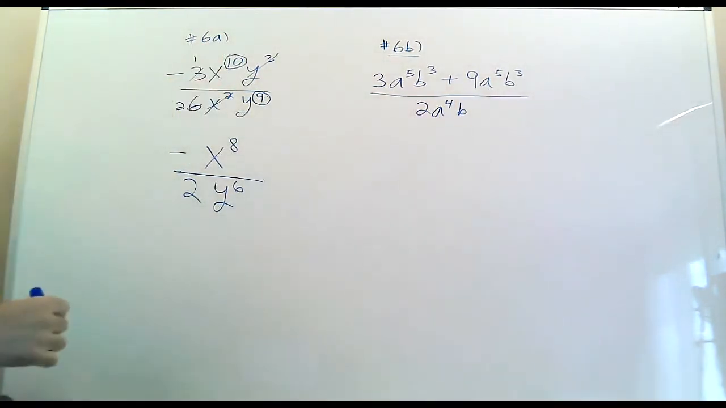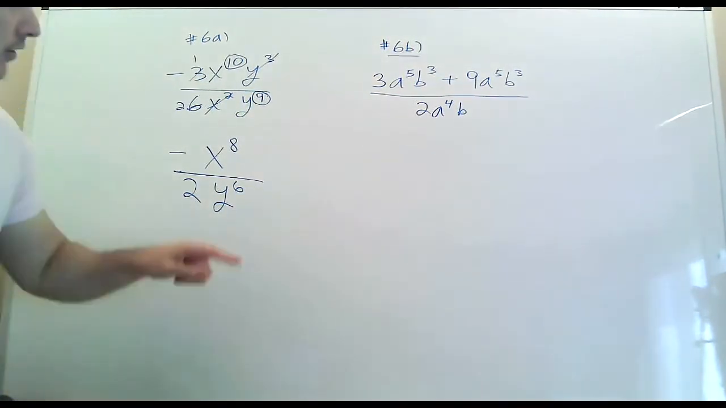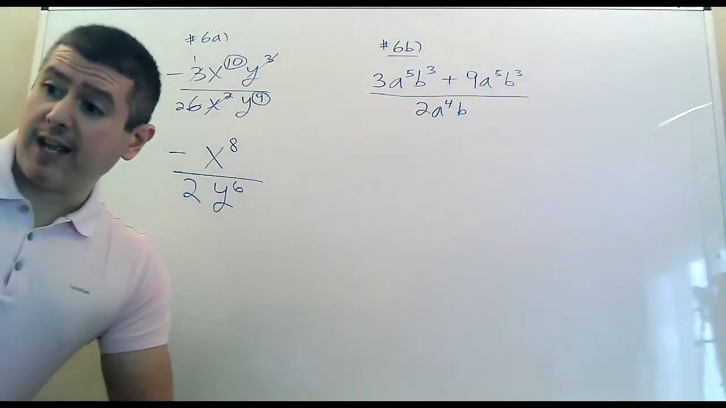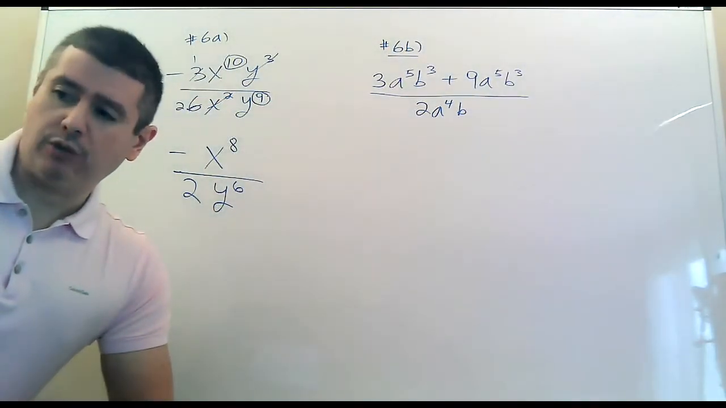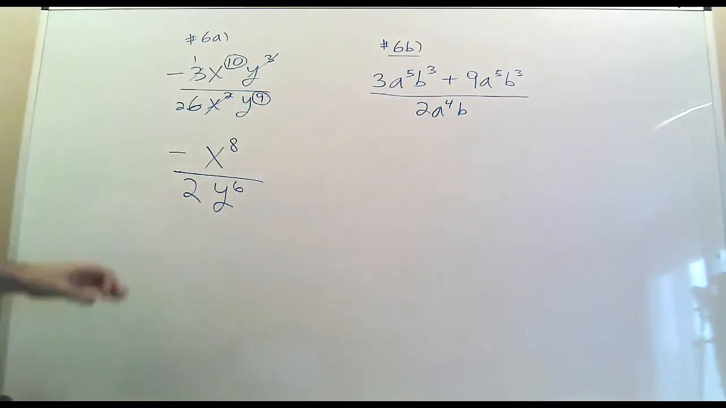So you subtract the powers. Remember, you're not dividing them. This is a trap. There's a reason there's a 10 and a 2 there. You don't just say, oh, dividing, 10 divided by 2 is 5. Doesn't work, right? You subtract. Dividing exponents means you subtract them.